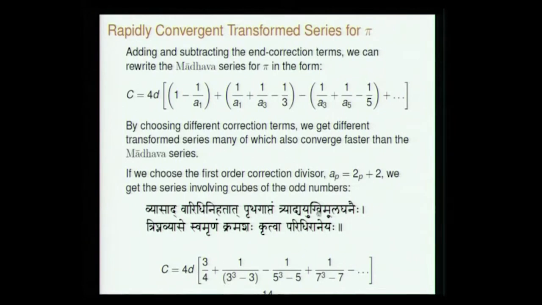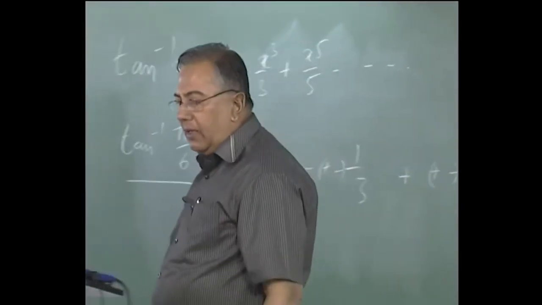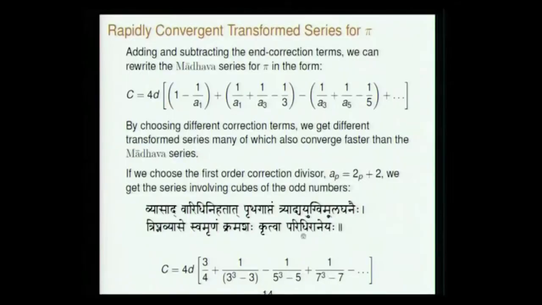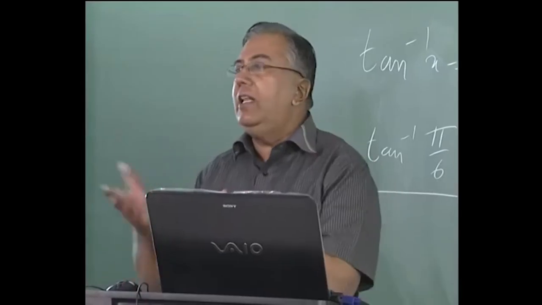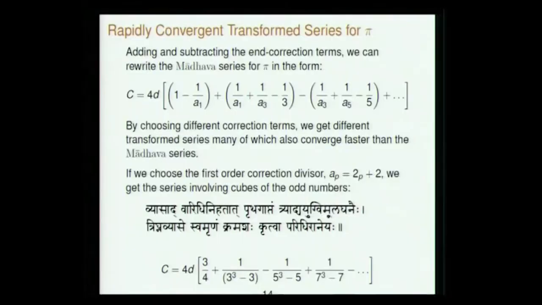Triyadi, 3 etc. Ayug, odd numbers. Vimula ghanaihi, 3 cube minus 3, the cube of which the root is subtracted. So, those are the successive terms. Here, as you can see, while the Madhava series goes like odd numbers in the denominator, this series is going like cubes of odd terms in the denominator. Obviously, it is faster converging. And this has taken into account the lowest order correction term 2p plus 2.